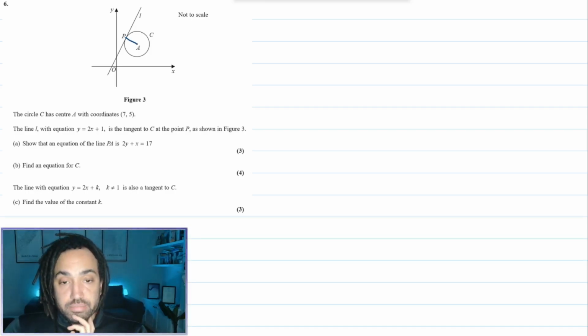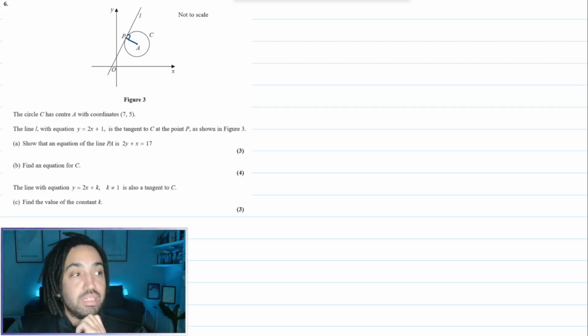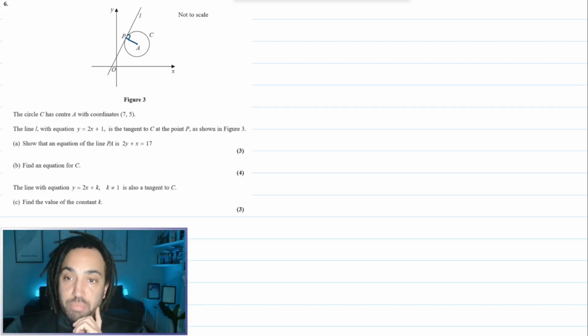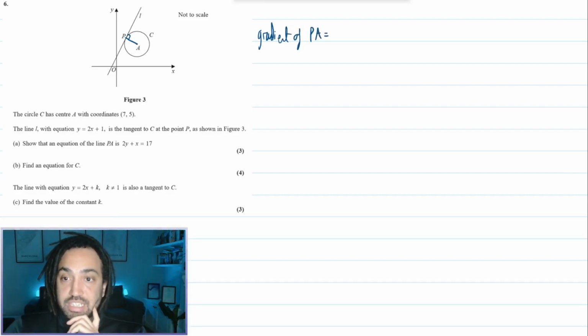Okay, so we know already a point on that line because we know A, and we also know that because the radius PA is the radius of the circle and it hits the tangent there, it will hit it at 90 degrees, so that is a 90-degree angle there. So therefore we know the gradient of PA. So the gradient of PA is the negative reciprocal of the gradient of the tangent. So it's -1/2.